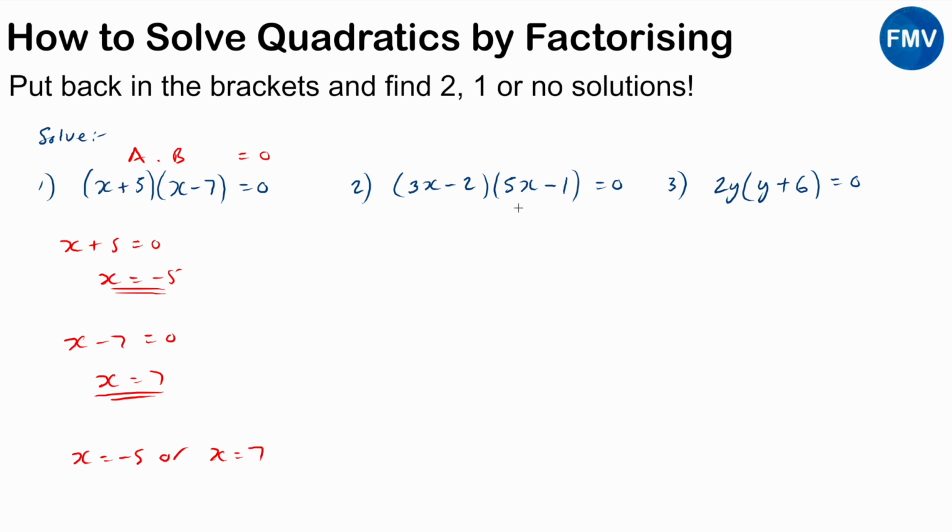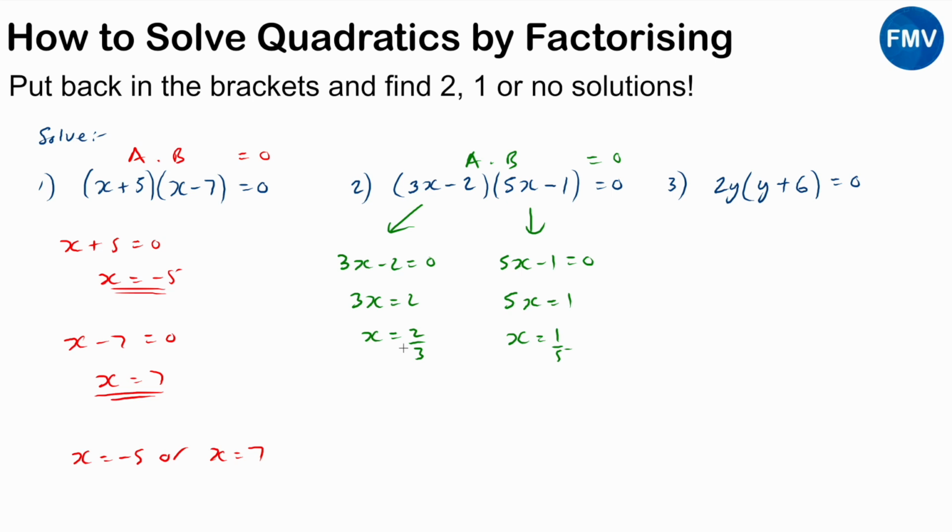Looking at this second one here, exactly the same approach. A multiplied by B equals 0. So we'll look at A first. 3x minus 2 equals 0. Add 2 to both sides. 3x equals 2. Divide both sides by 3. X equals 2 over 3. Now we're going to deal with the second side. 5x minus 1 equals 0. Add 1 to both sides. 5x equals 1. Divide both by 5. X equals 1 over 5. So x is 2/3 or x is 1/5.